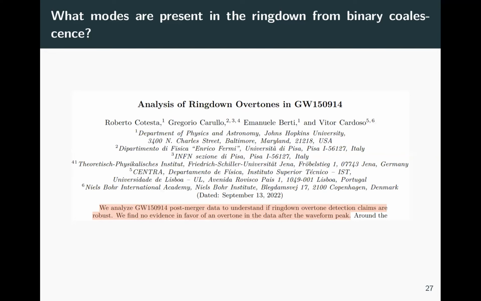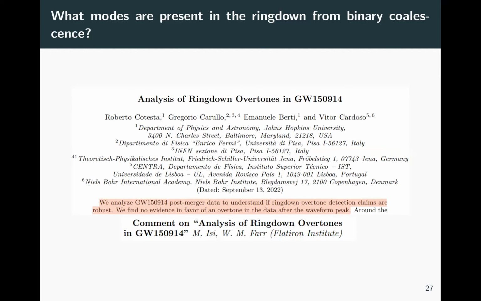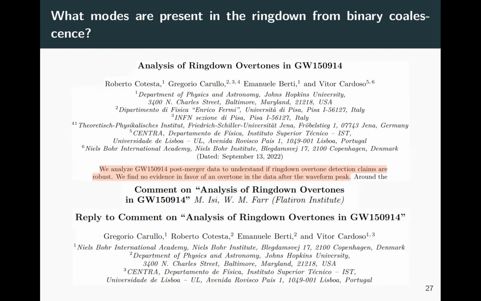A different group looked at the data and they said, actually, we couldn't find the overtone. They found no evidence for the overtone. So the same data set, different methods, overtone versus no overtone. And then there's a little bit of back and forth where people are arguing. But what I'm trying to emphasize here is that people doing different methods can get different answers, at least at first.